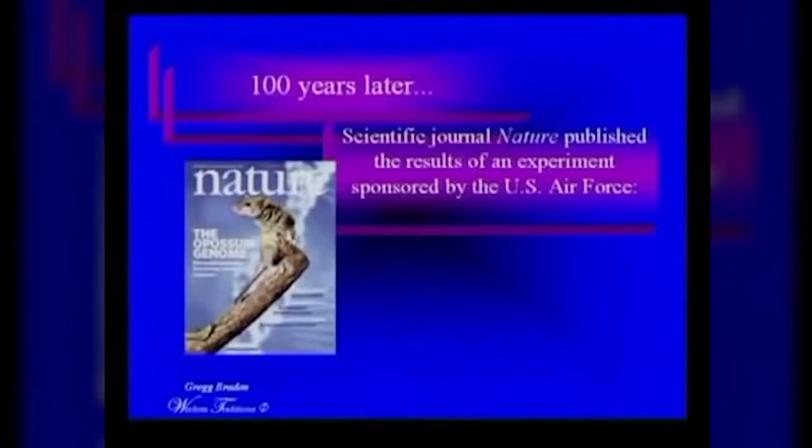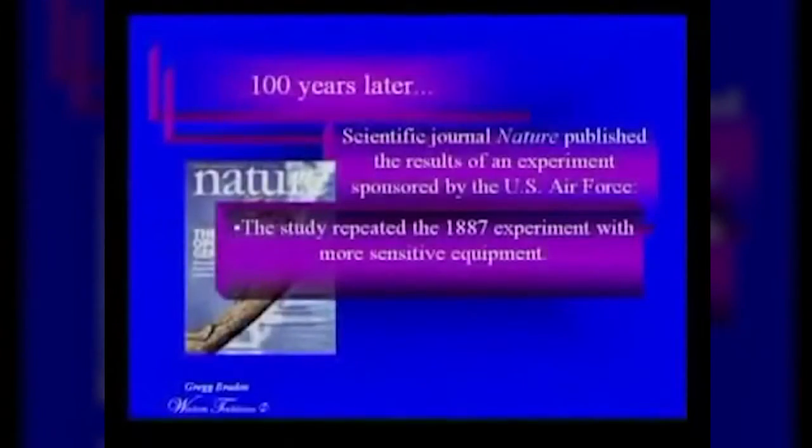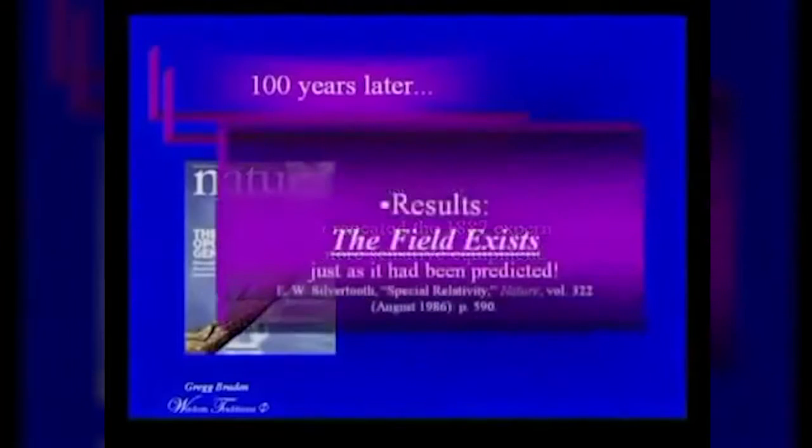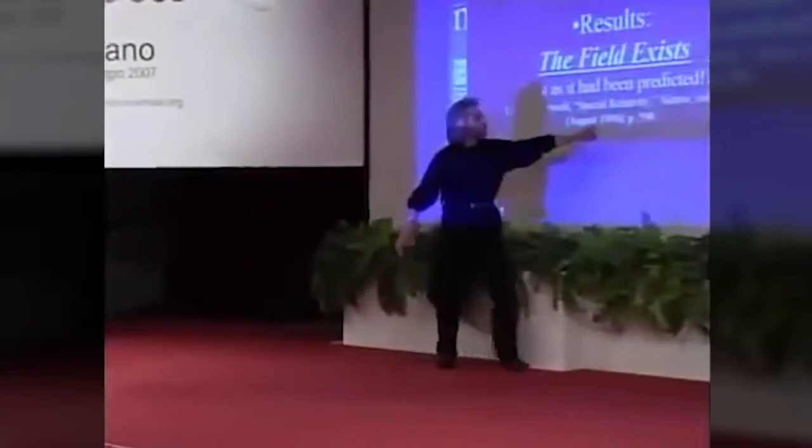What they found was this. They repeated the experiment with good equipment, much better equipment. The bottom line is that the field exists. They found that the field is actually there. This is reported in August 1986, the journal Nature, volume 322. They said, the field is there. And not only is the field there, it measured precisely the way that Michelson and Morley had predicted 100 years earlier. They just didn't have the equipment to work this out.